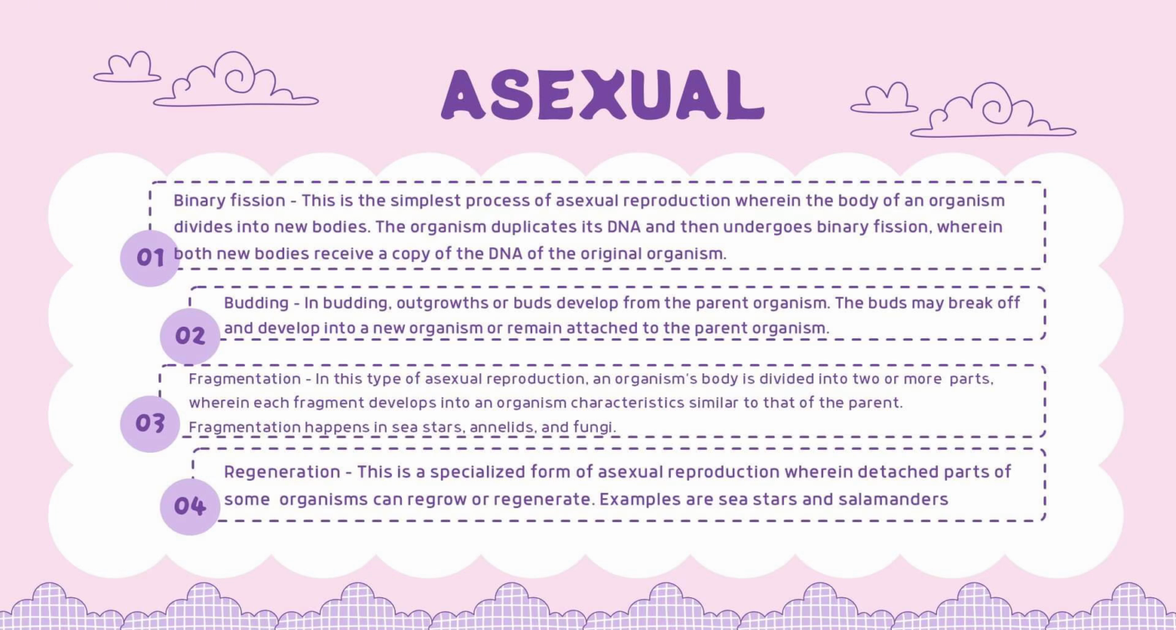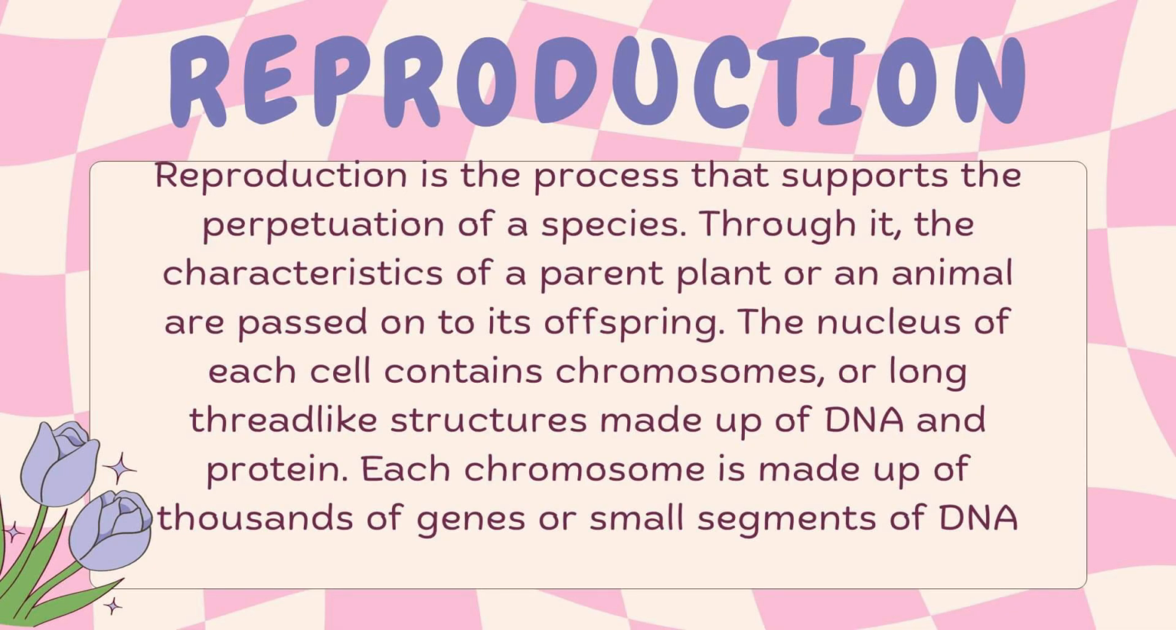I hope clear po tayo sa ating lesson for today's video. When we say reproduction, it is the process that supports the perpetuation of a species. When we say perpetuation, ibig sabihin the maintenance of different species or the diversity of species in the universe. The universe, the earth lang pala. Okay? Through it, the characteristics of a parent plant or an animal are passed on to its offspring.